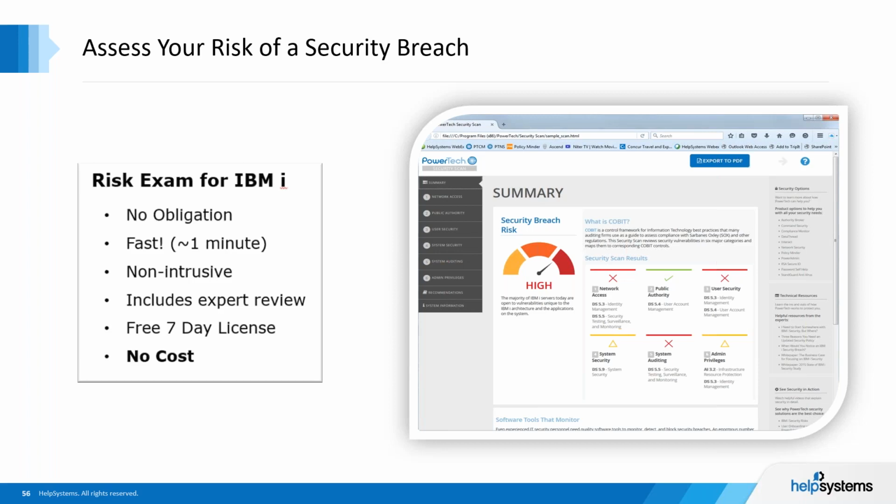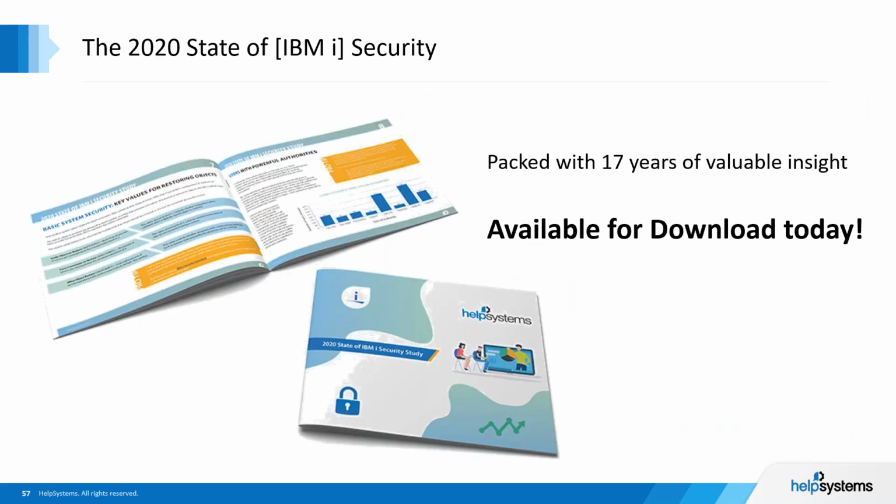All right, a couple other resources for you. The first one is the State of IBM i Security Study. This is a report that we've been publishing now for 17 years. It's unbelievable, but it has an amazing amount of insight into how people are configuring their IBM i server. So look for some of the good, the bad, and the ugly of what people are doing with their system. That's available for download from the HelpSystems site, and we also record a webinar when we release that. So there is a recorded webinar for 2020 out there that you can listen to on demand as well.